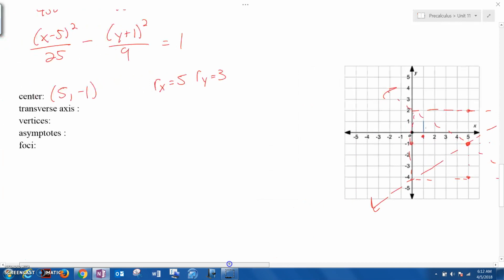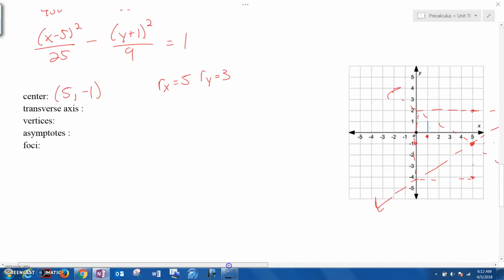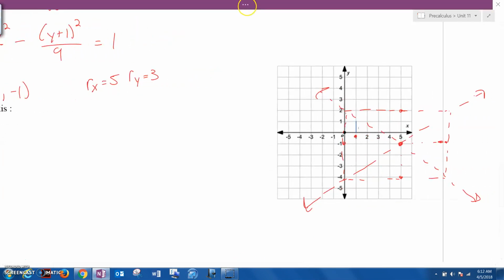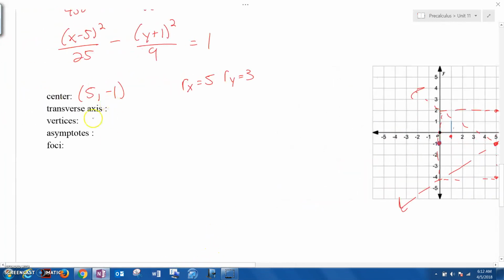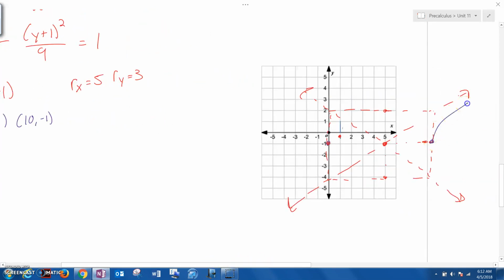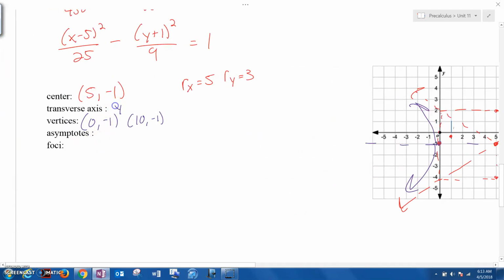So the center is where it is. The vertices are in the x direction. Oh no, the vertices are in the x direction because the x is the first piece. So I need this point and this point. Well, if you move 5 each way, it's 0, negative 1, and 10, negative 1. Okay, I'm running out of time too. I just realized this has been a long video. I'm going to quickly draw this. It'll be out here and here because the vertices are there. The transverse axis goes through those, so it's y equals negative 1.